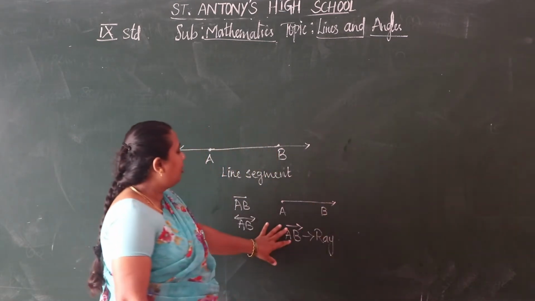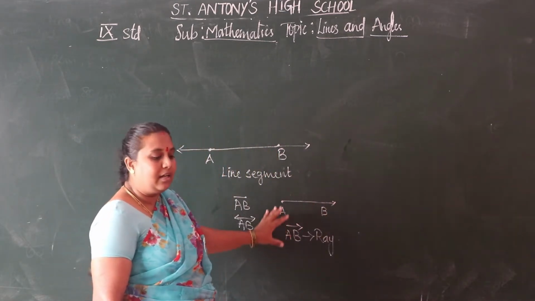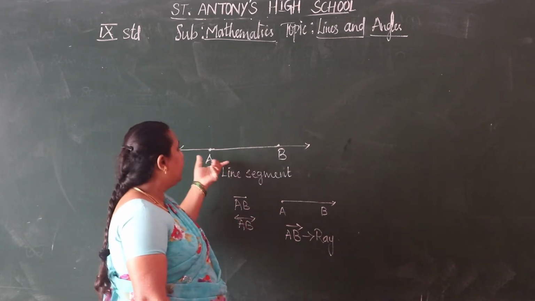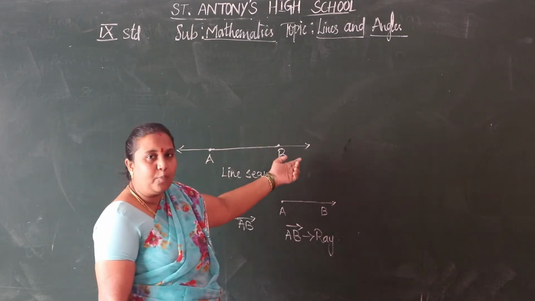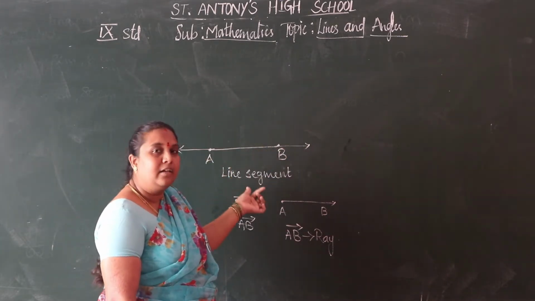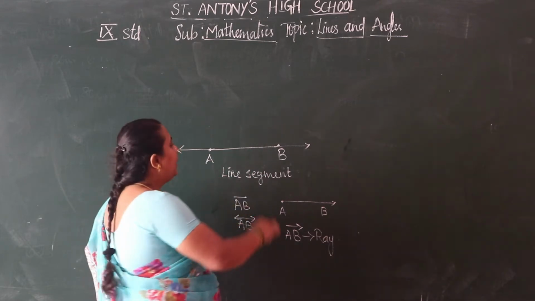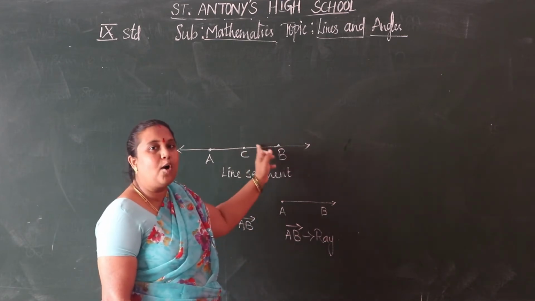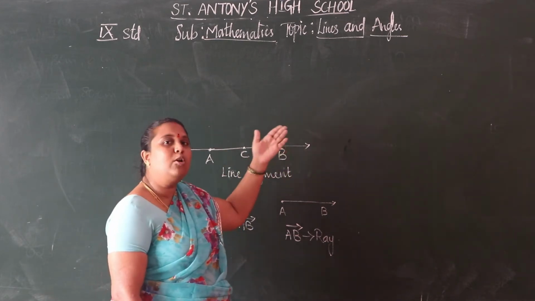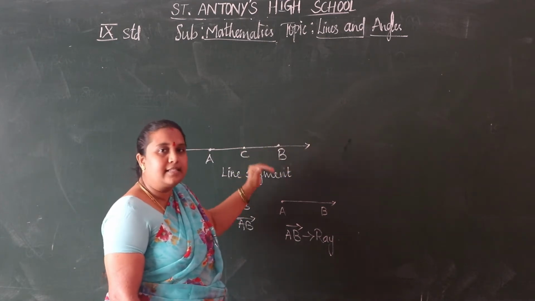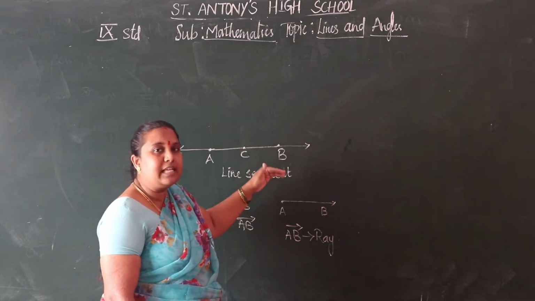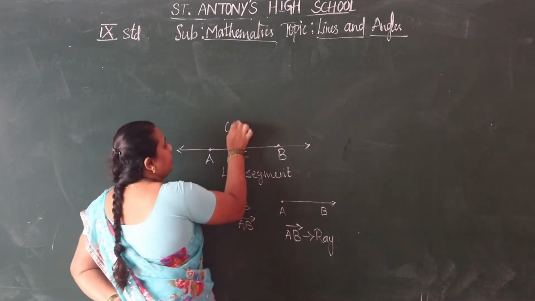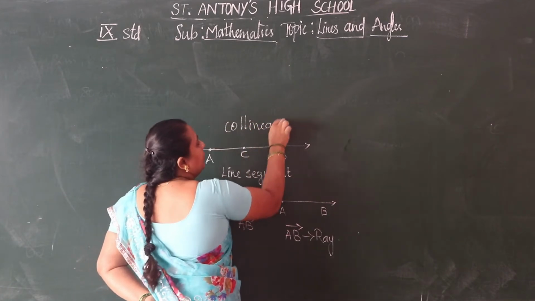So these are the concepts and terms we have in lines. Then there is one more concept. We have a line segment with A and B as points, and we have one more point, C. When one or more points lie on the same line, we say they are collinear points.